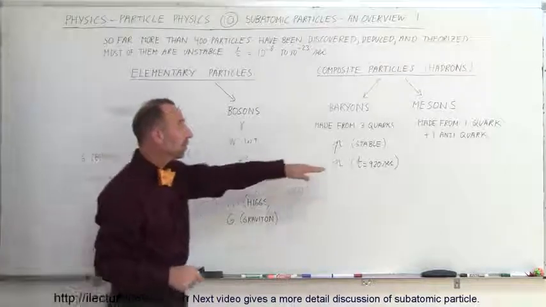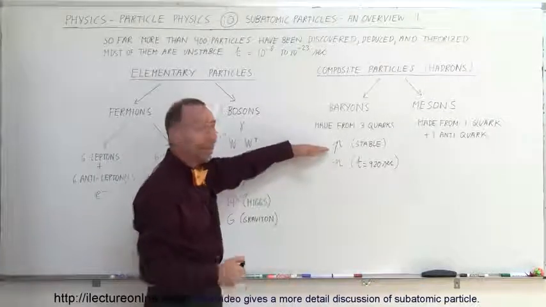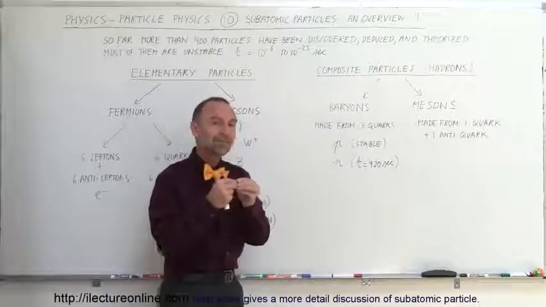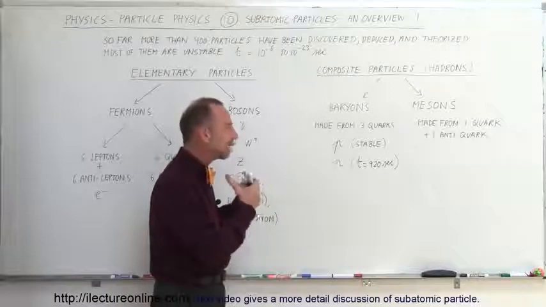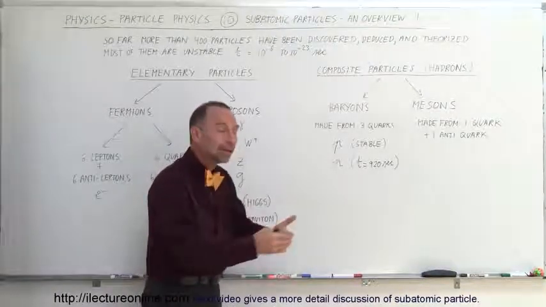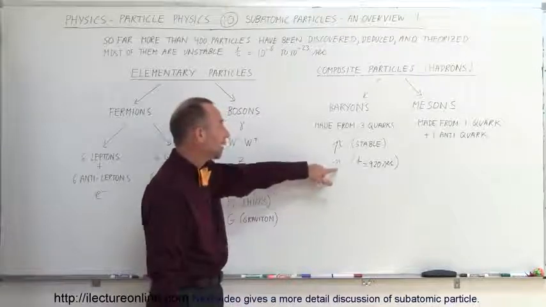But the most stable particle, the only one that is really stable of the composite particles, is the proton. The proton by itself is very stable. That is the end product of any other what we call baryon that will disintegrate into a different particle. And then we have the neutrons.